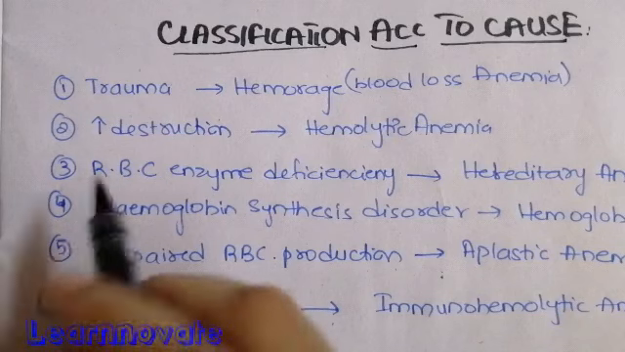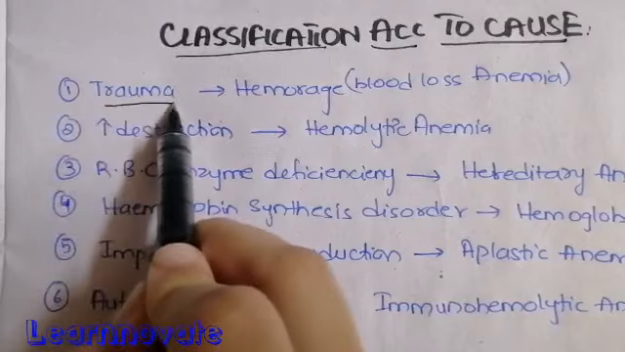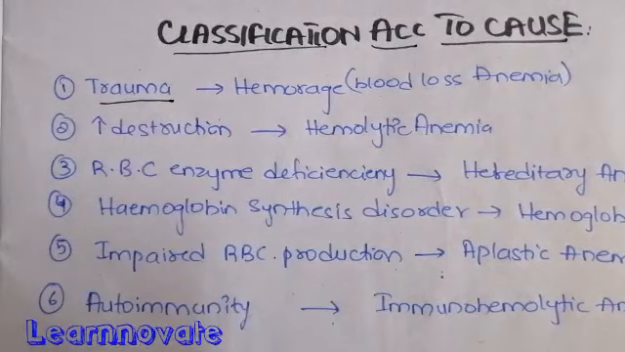Starting from the first cause, that is trauma. Trauma is mechanical trauma, surgical trauma, or any chronic or acute disease going on inside your body. When there is a chronic disease or a mechanical injury, what happens is blood loss.